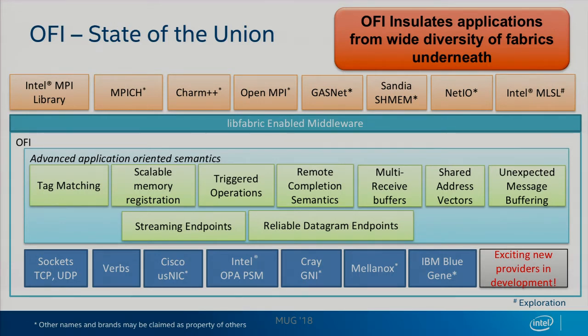And the other new thing in this slide that was not there last year was this Intel MLSL, which is our machine learning scaling library, which is really designed to be an application level fit for the deep learning type of applications.